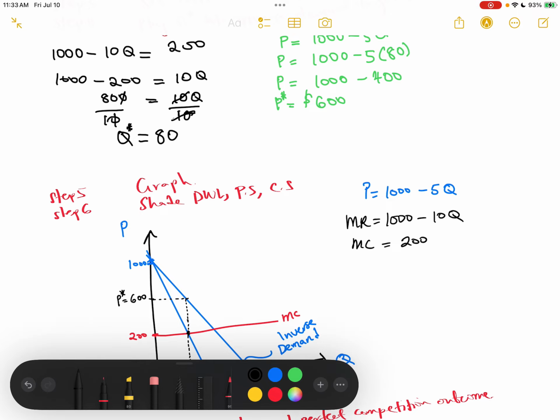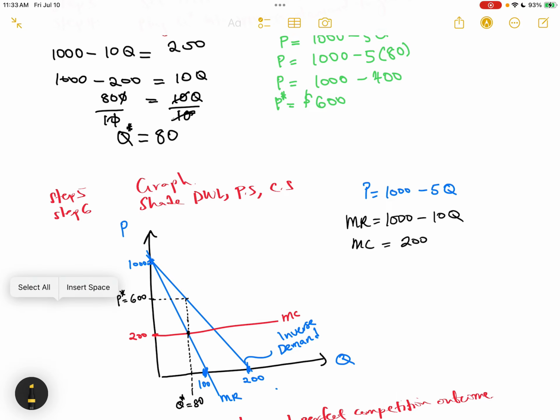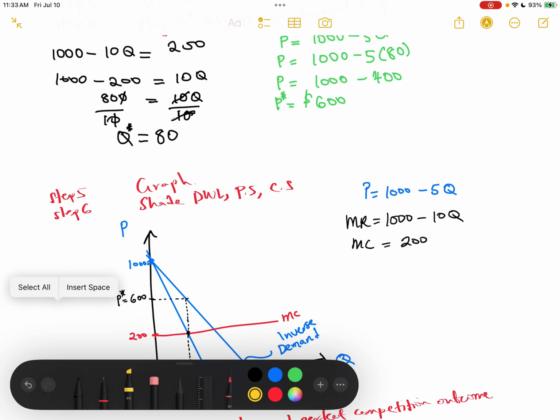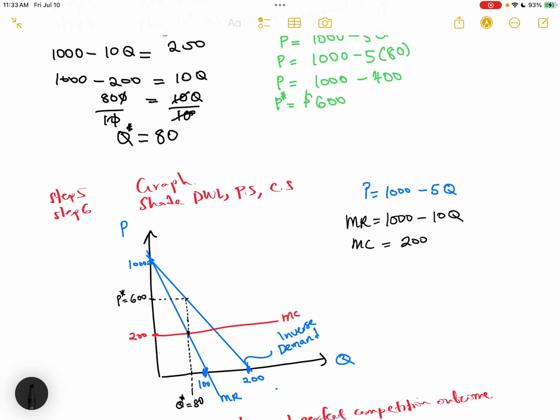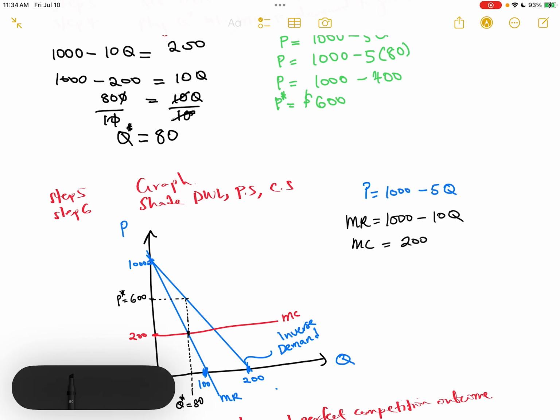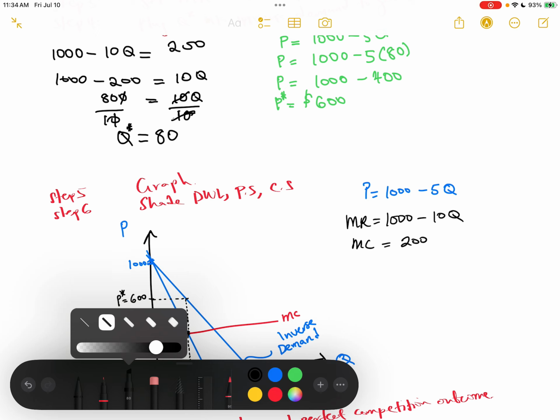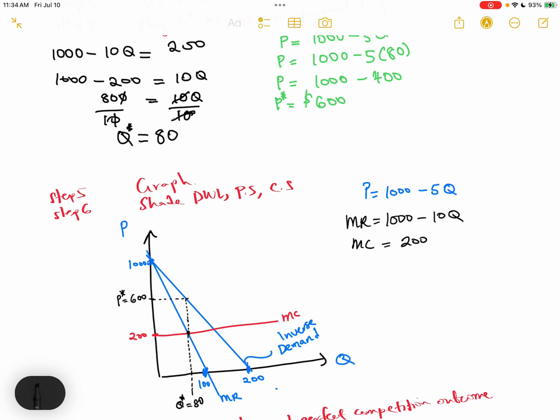Okay, the next thing that we're going to do is shade. We want to shade the deadweight loss. And to shade, let's use black to shade the deadweight loss. This area here, the deadweight loss is that black shaded area.